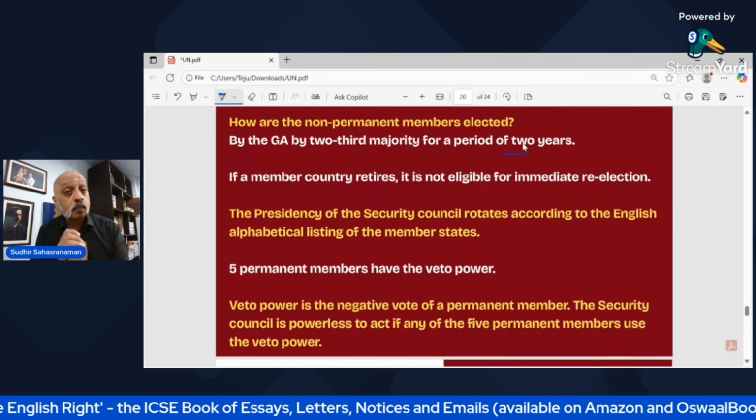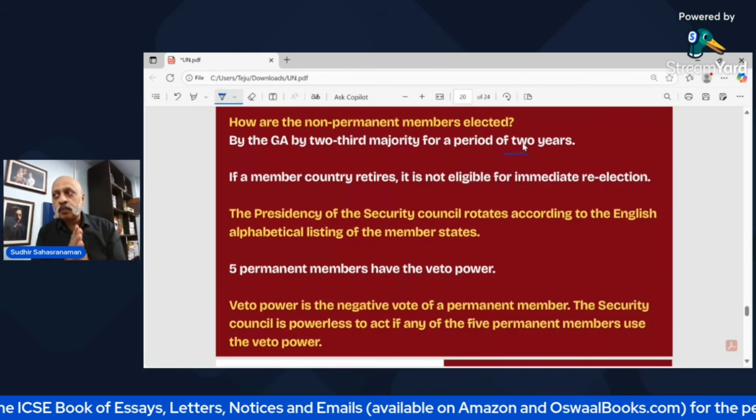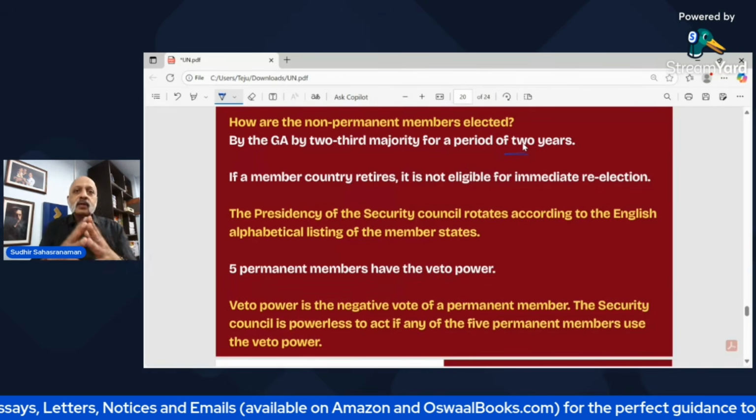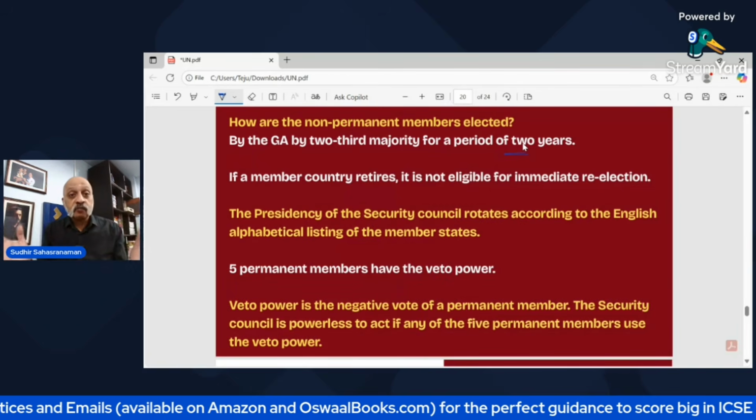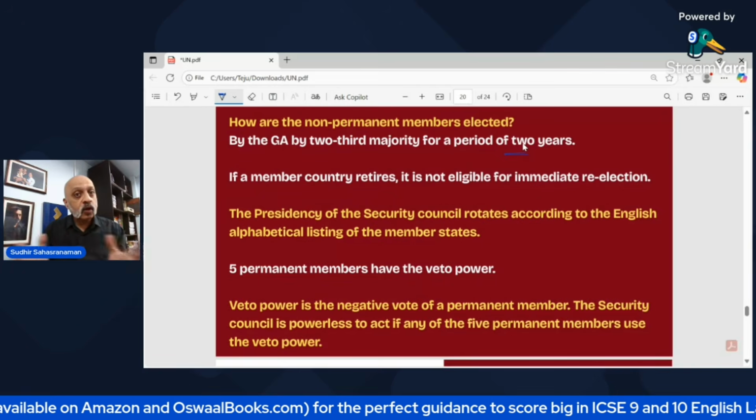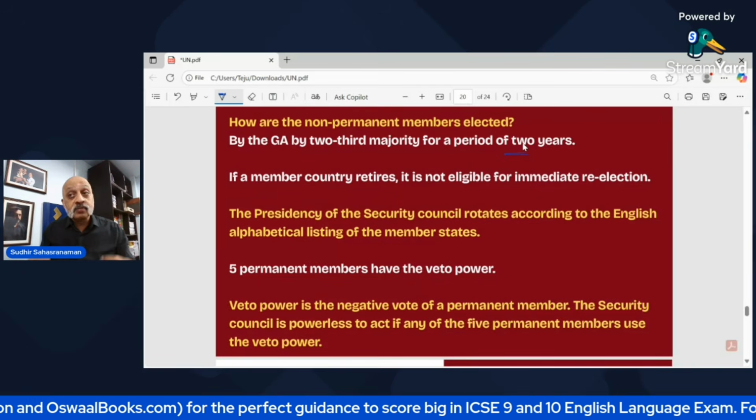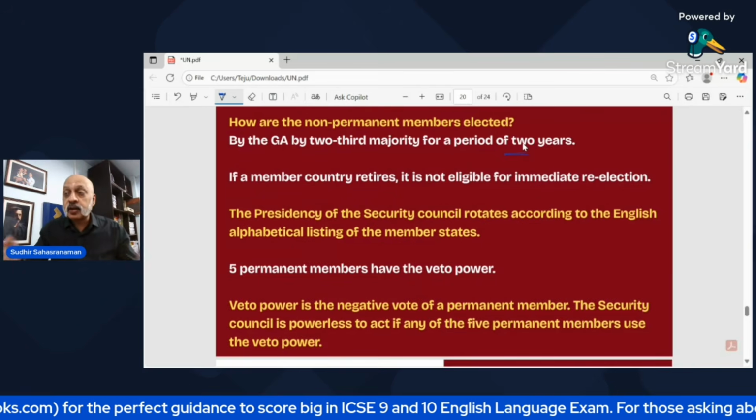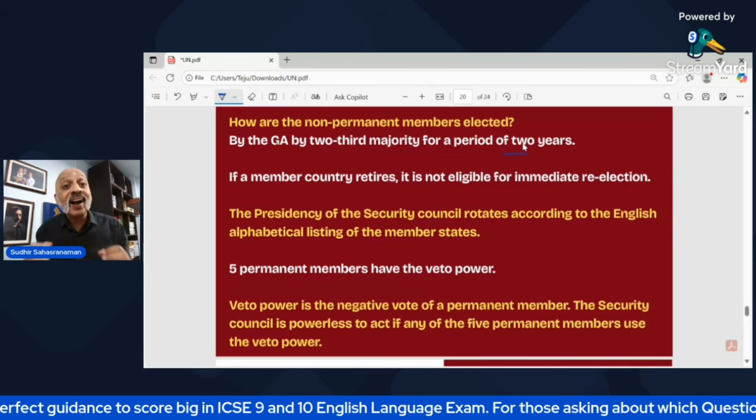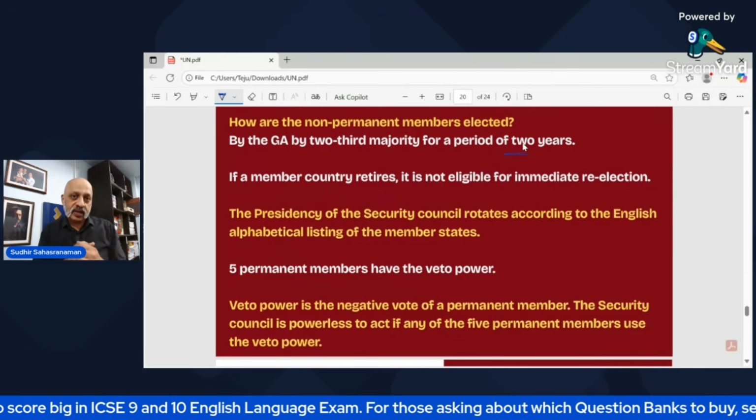So that's always a problem with the veto power. And the veto power, according to me, because these 5 countries were the victorious countries after the World War, they kind of conferred it on themselves. So getting it removed is very difficult now, but it really makes it a very unequal kind of an organization.